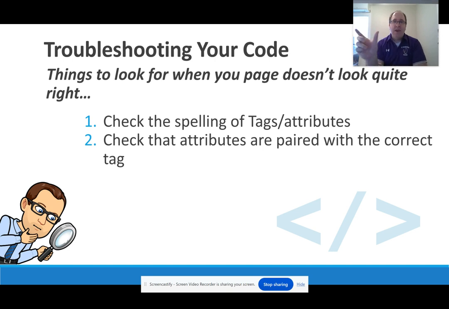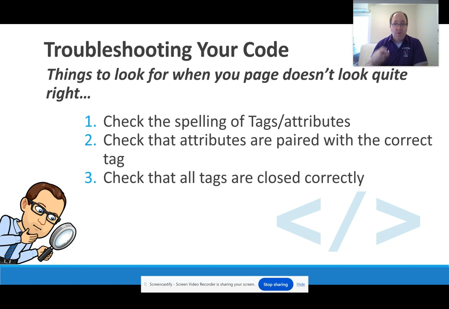Remember that when you pair an attribute with a tag, that formatting gets applied to that tag. So if you change the text color and put that attribute in one paragraph tag, it will only affect that paragraph. If you meant for it to affect the whole page, that attribute had to get moved up to the body tag. So check to see that your attributes get paired with the right tag.